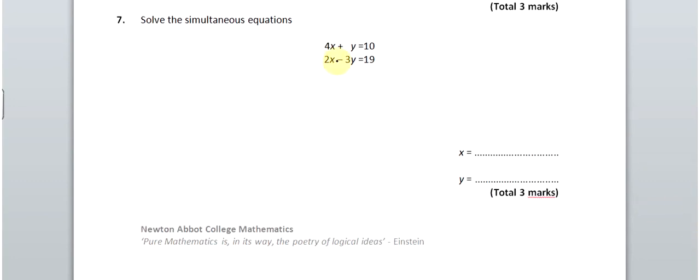Okay, simultaneous equations. So first of all, I'm going to solve this using elimination. I'm trying to make the y's or the x's the same, and I'm noticing that there's a connection between the two x's here. So I'm going to call this equation 1 and this one equation 2, and I'm going to multiply equation 2 by 2, so I've got the same number of x's in both. So if I do that, it gives me 4x minus 6y equals 38. So I've multiplied everything by 2, and the top stays the same.